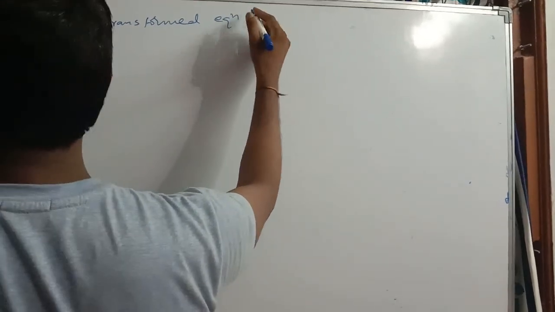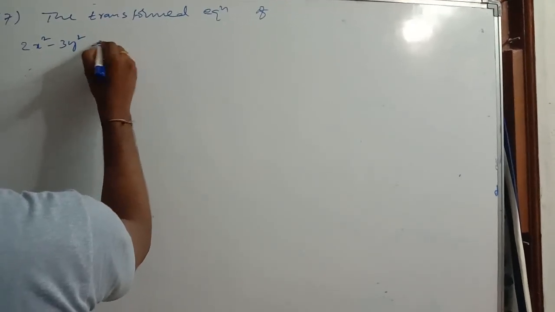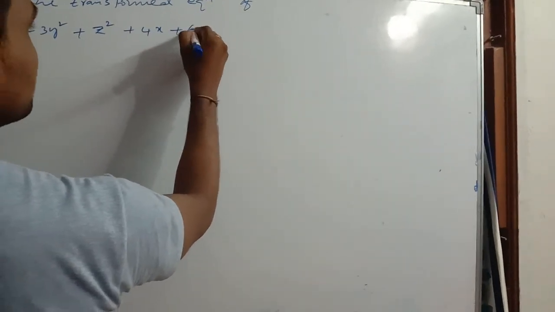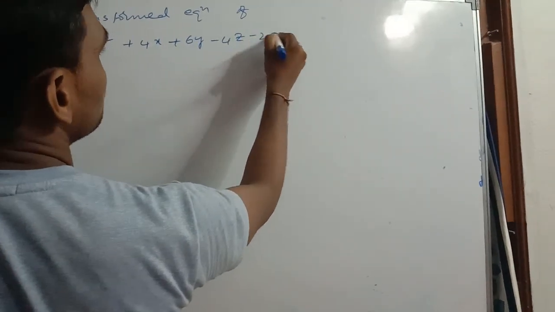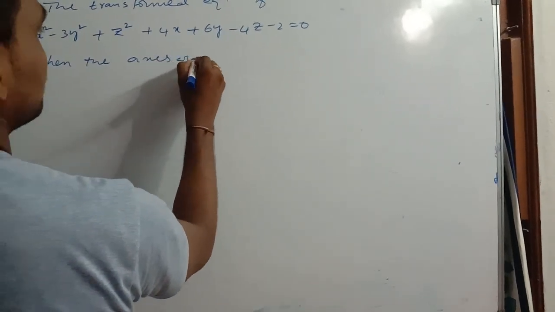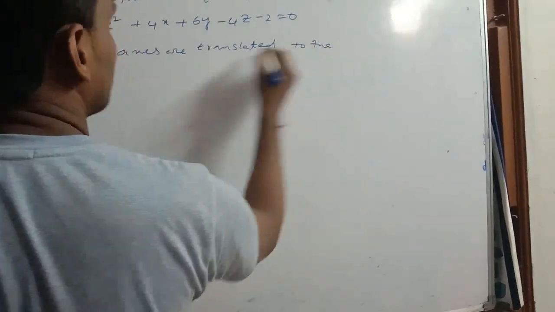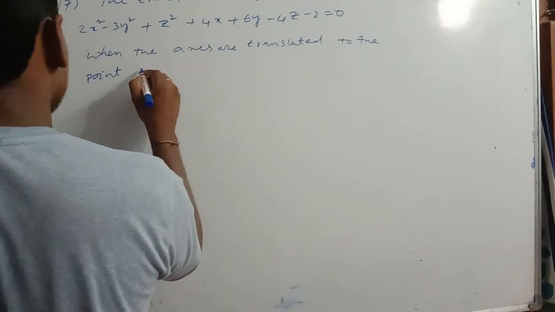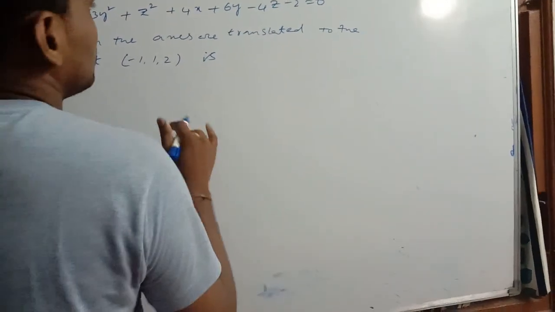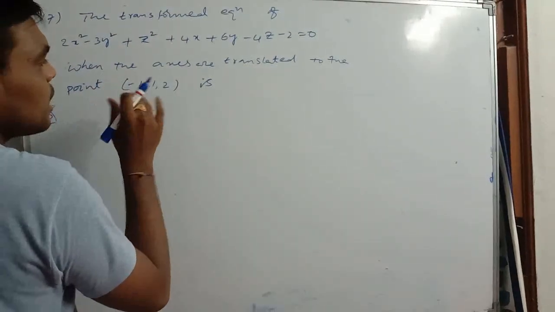Find the transformed equation of 2x² − 3y² + z² + 4x + 6y − 4z − 2 = 0 when the axes are translated to the point (−1, 1, 2). We already covered change of axes in two dimensions, but this one is three-dimensional.